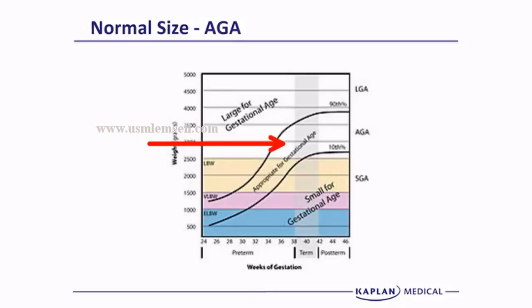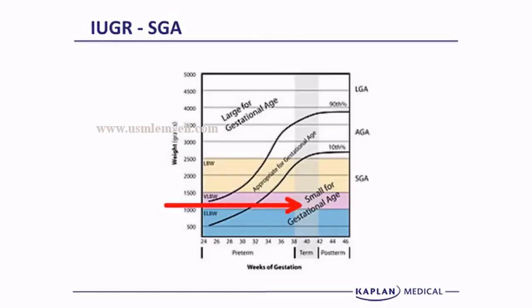Now, some of these, which are in the small for gestational age as well as the large for gestational age, are really constitutionally so. The babies really should be what they are, but we're just not very good at assessing that. We are looking at small for gestational age, which is below the 10th percentile on this growth chart. All right, what are some causes for intrauterine growth restriction?